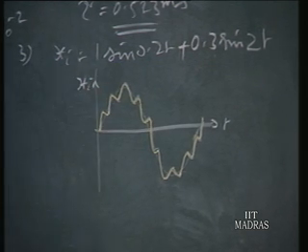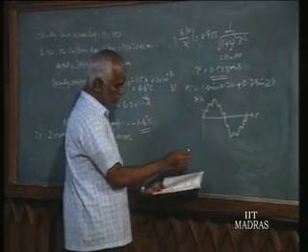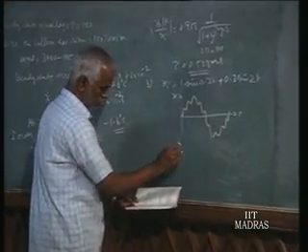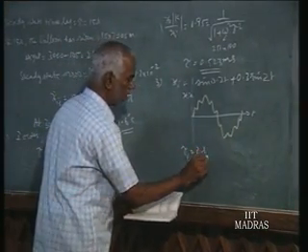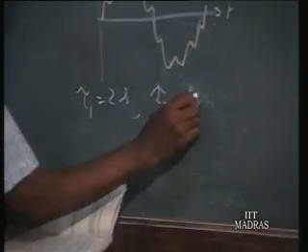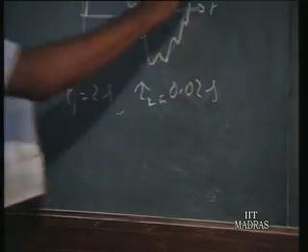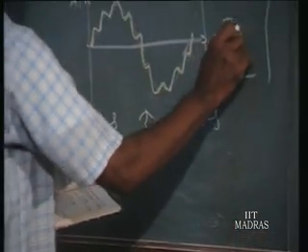Suppose this signal is given to two first order instruments. Instrument 1 has a time constant tau 1 equal to 2 seconds, and another instrument has a time constant of 0.02 second. These are the two instruments to which this signal is given.